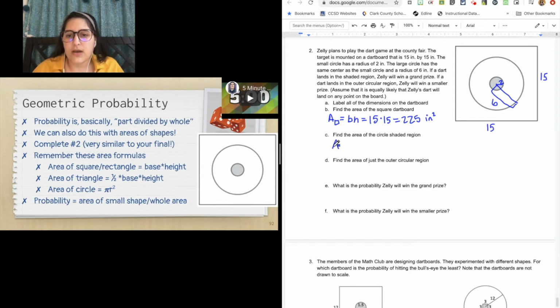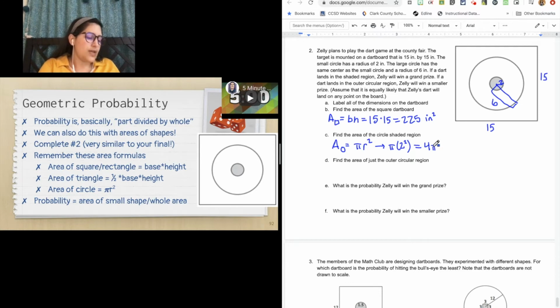So the area of a circle is pi r squared. So that's pi times, and then my radius is 2. So pi times 2 squared, that's 4 pi. So remember when we did stuff with area, I was telling you that you can leave area in terms of pi. So you could leave your answer like that.